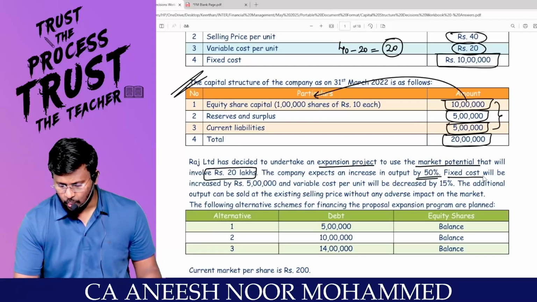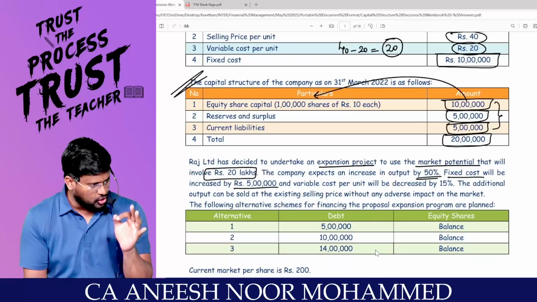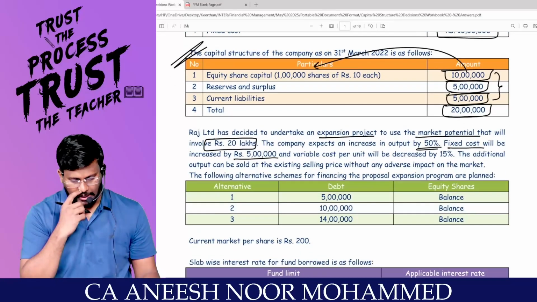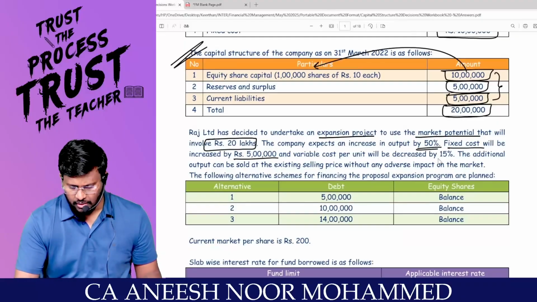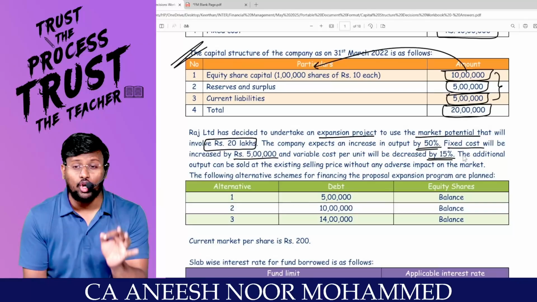Fixed cost will increase by rupees 5 lakh. Already existing fixed cost is 10 lakh. If I do the new project, it will increase by another 5 lakh. And variable cost per unit will decrease by 15% because of economies of scale.